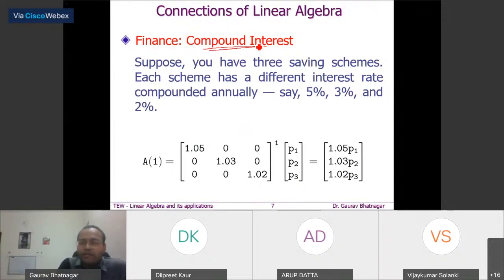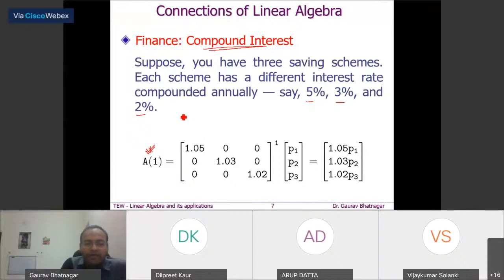Let's say I have three different saving schemes with different interest rates, which are compounded annually. Let's say these are the three different rates for those schemes. Then I can immediately identify the total amount after the compound interest using this particular formula. Let me give you a very brief discussion of the gist of this formula.